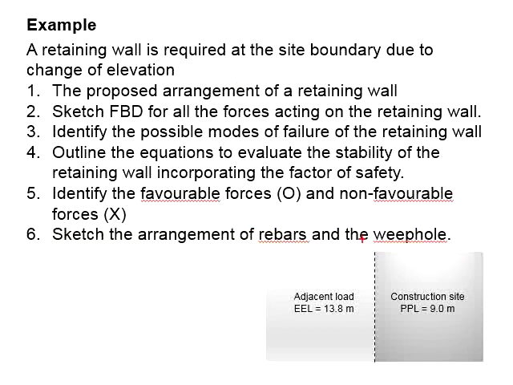The proposed platform level for your construction site is 9 meters above sea level, and the adjacent road is 13.8 meters height. This question is meant to test your understanding in terms of the retaining wall. You do not need to go through the series of calculation steps to determine the amount of reinforcement bar. You may pause the video for a while for you to work out the solution.